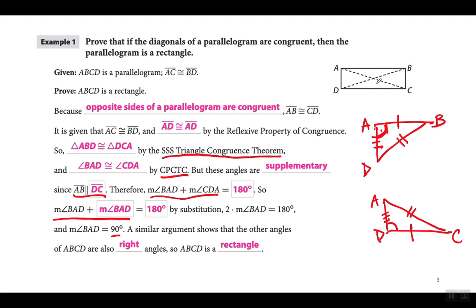And if each one of them is 90 degrees, we saw that if just one angle of a parallelogram is 90 degrees, then that means the whole thing is a rectangle. All right, so you could see the rest, right? So that's how they prove that this parallelogram is a rectangle.